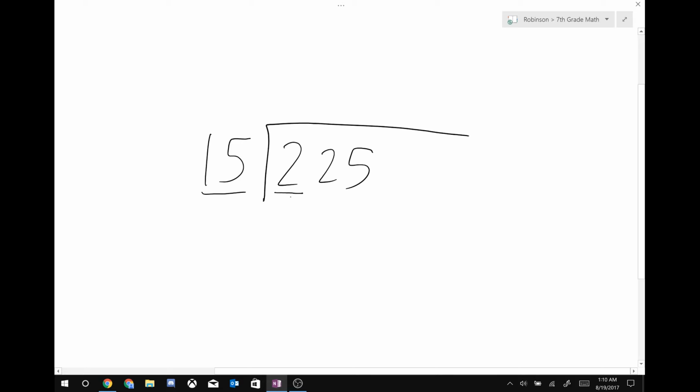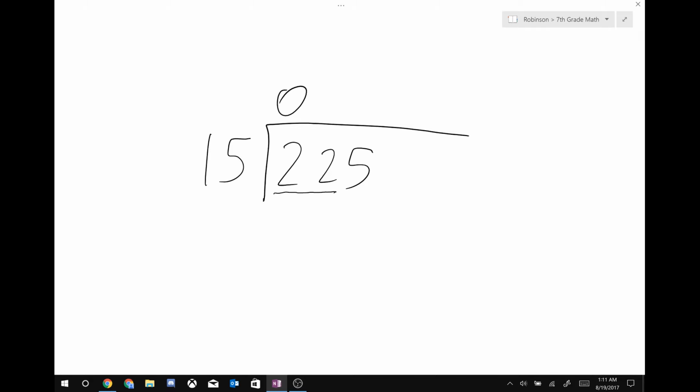Does 15 fit into 2? Well, no, it doesn't. So I'm going to write a 0 because it can fit into that 2 0 times. So I write that right above the 2. Since it can't fit in the 2, I keep that but add a digit. Can 15 go into 22? Yeah, it can. But how many times?